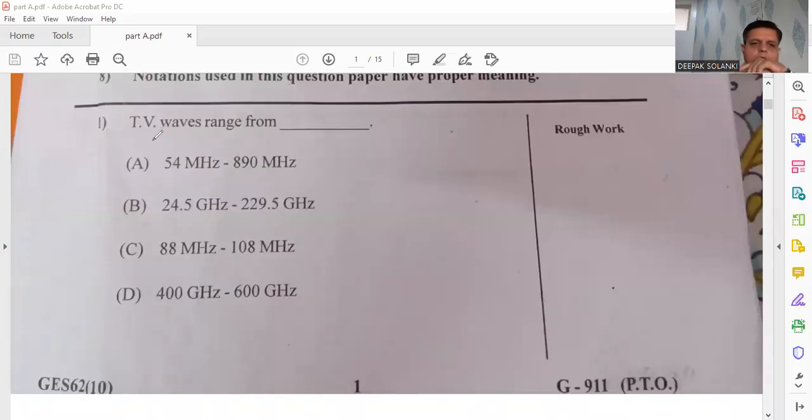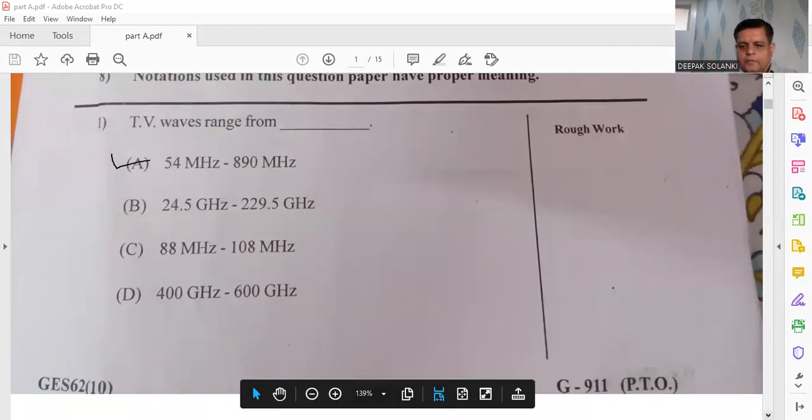Okay, TV waves range from... This question is directly from theory. You will find this answer directly, and it is the NCERT line. The right answer is 54 megahertz to 890 megahertz. Okay, it is from chapter number 8.